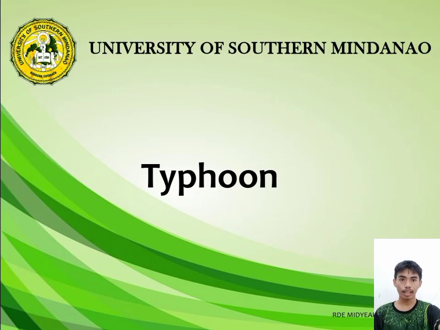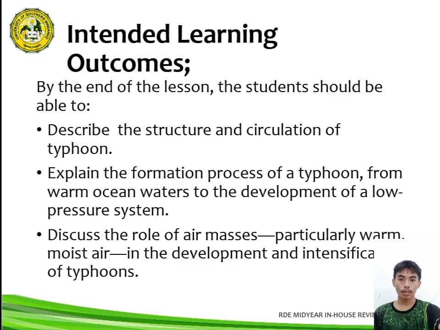I'm Jamel Kundaraan and I am going to present Typhoon. So here are our intended learning outcomes. By the end of the lesson, students should be able to describe the structure and circulation of typhoon, explain the formation process of typhoon from warm ocean waters to the development of a low-pressure system, and discuss the role of air masses, particularly warm moist air, in the development and intensification of typhoons.